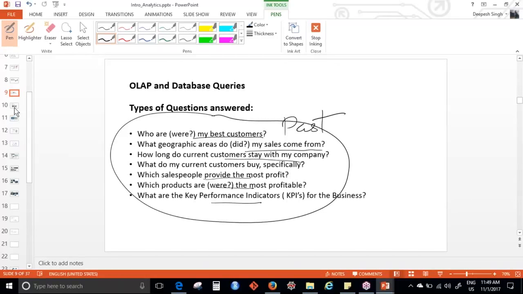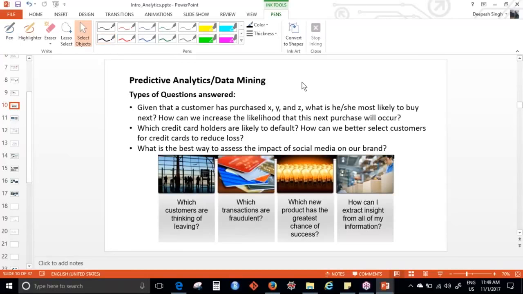So let us see the questions changing when you move to analytics. Now let us see the questions. Let me start from the bottom. Which customers are thinking of leaving? This is not looking at the past data. This is for the future. Which customers are thinking of leaving? A company would want to know which customers are thinking.